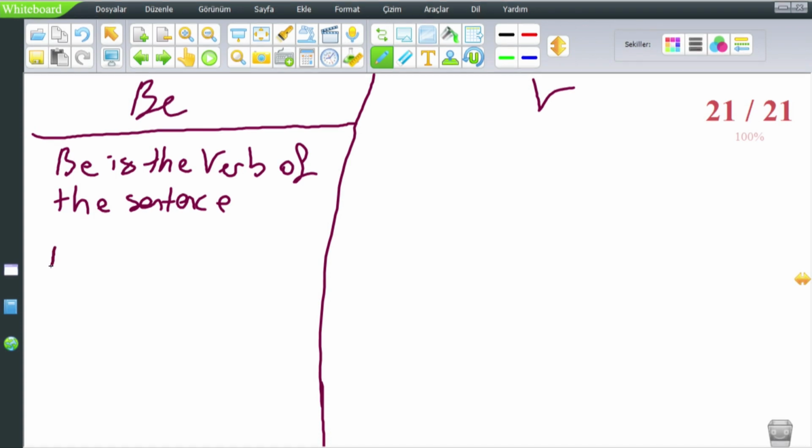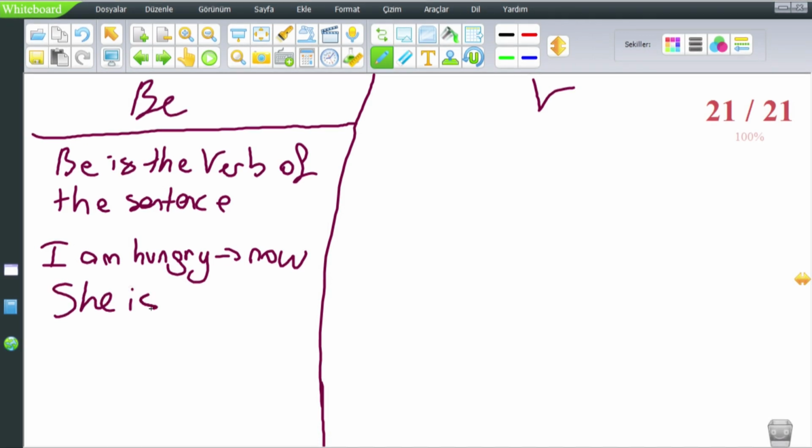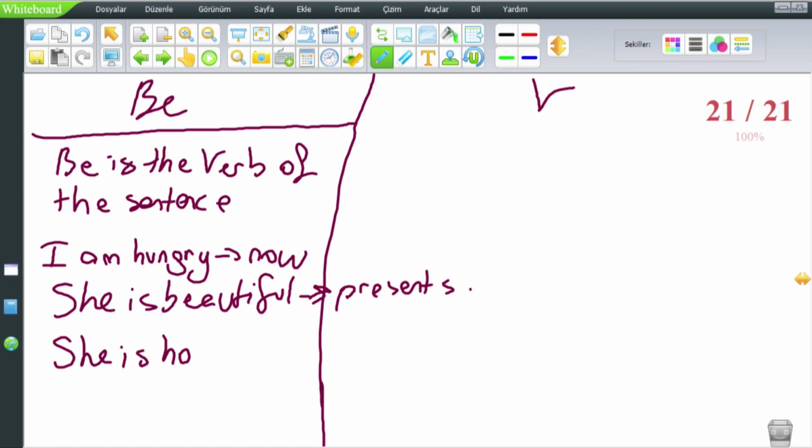For example, I am hungry. It refers to now, but she is beautiful. It refers to a general skill, a general thing. So that's why it refers to present simple. She is home now. It refers to now.